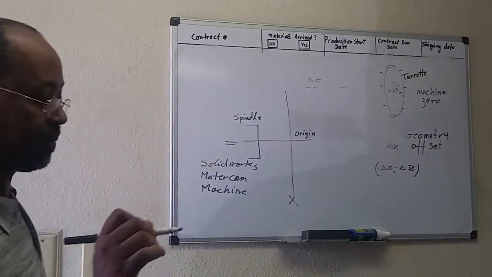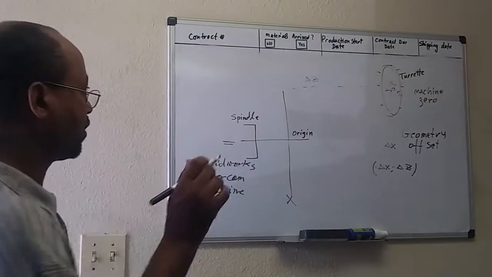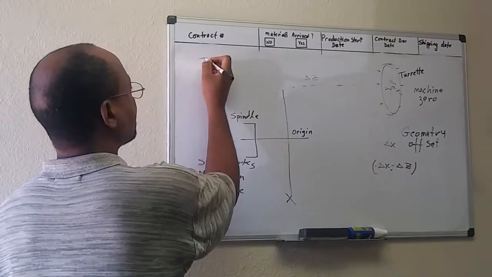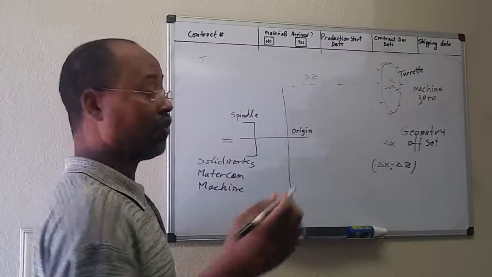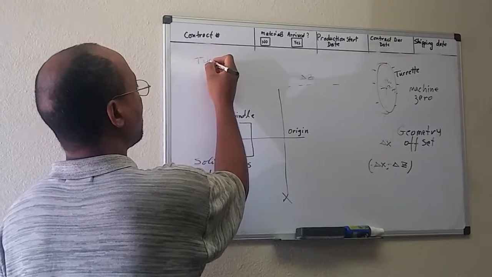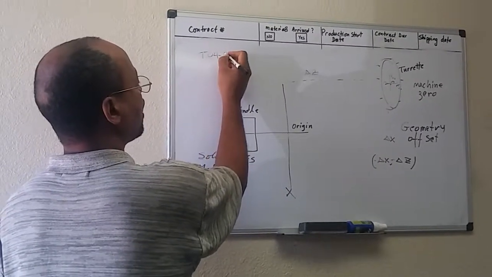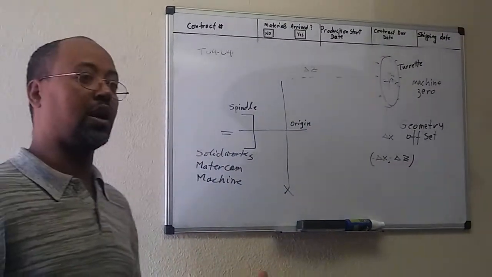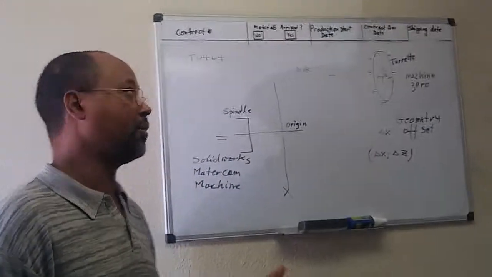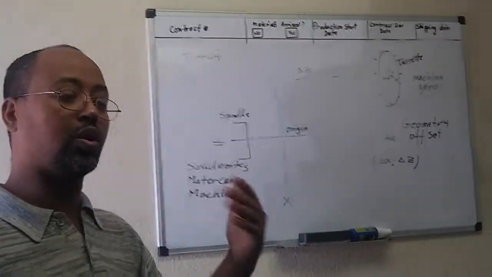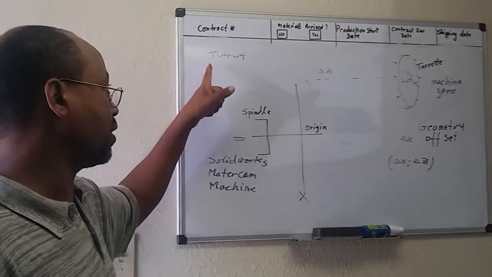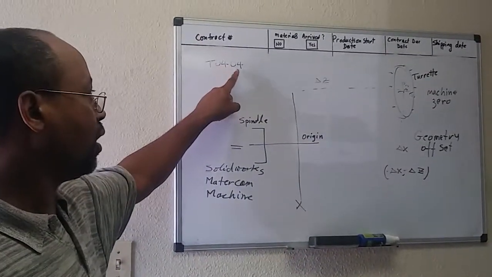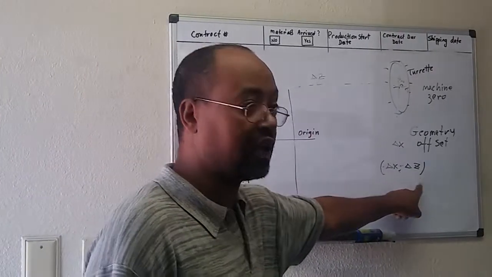Now, in your program, your machine calls T, let's say we want to take maybe tool number 4, it's going to say T0404. If we select tool number 4 doing some kind of work in the program, the way your tool is called in your program using Mastercam is going to say T0404. If that is the case, the two last digits are the offset values.